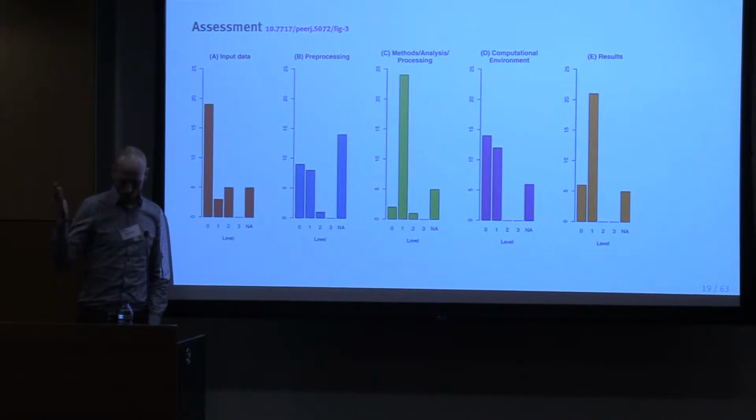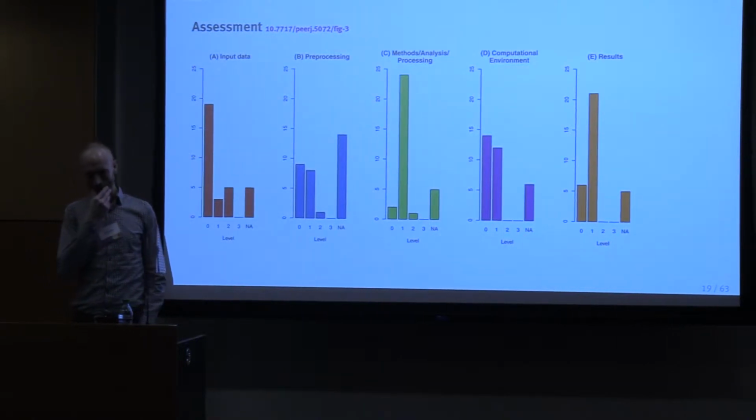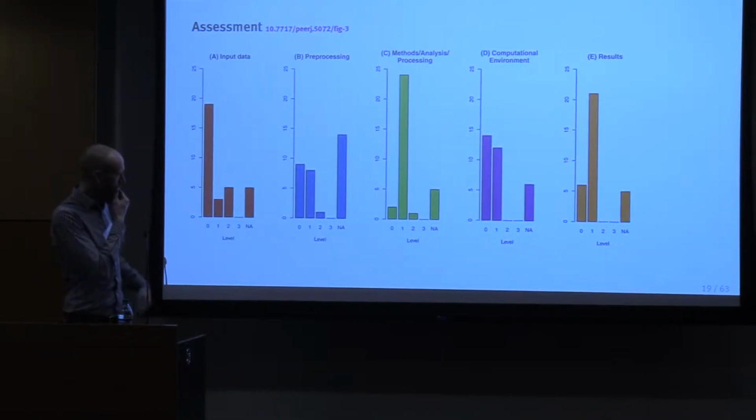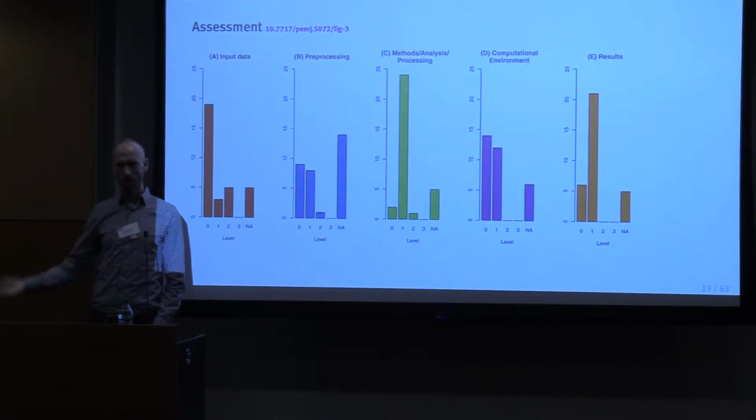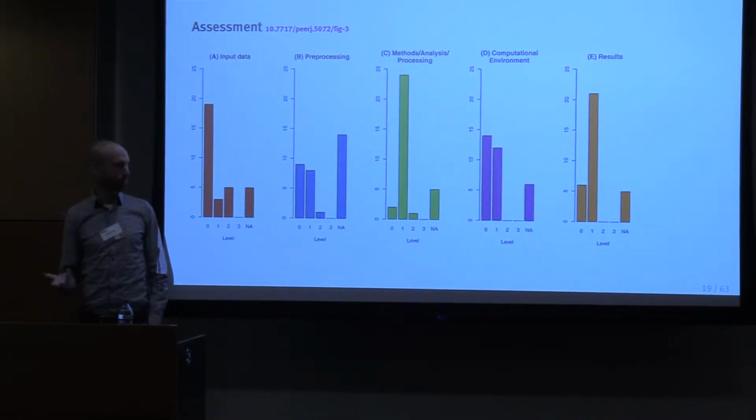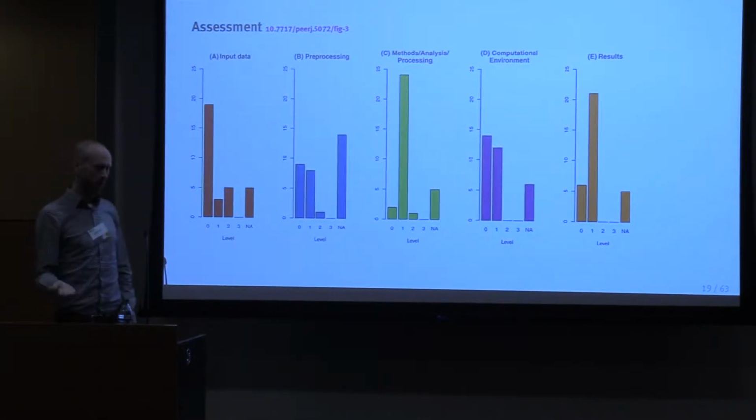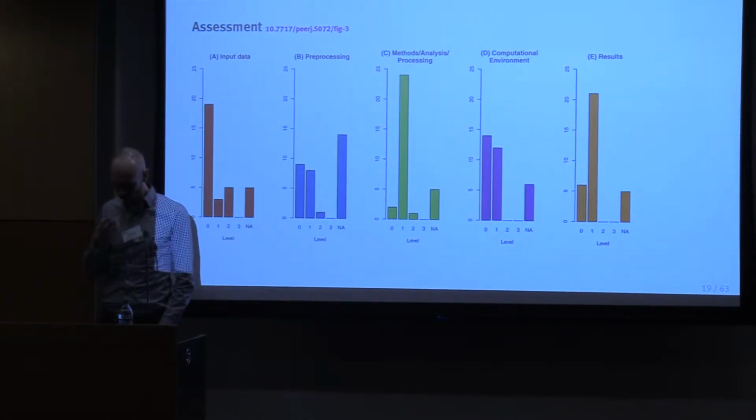you could score a certain level in each category, and 3 is the highest level you can reach, where we would say, yes, this article did everything it could in providing the data, the methods, and describing the results for us to reproduce it. No paper reached 3 in any category. We have a lot of 1s or 0s here.